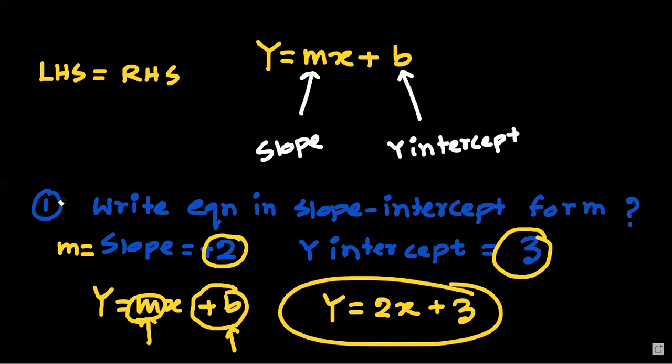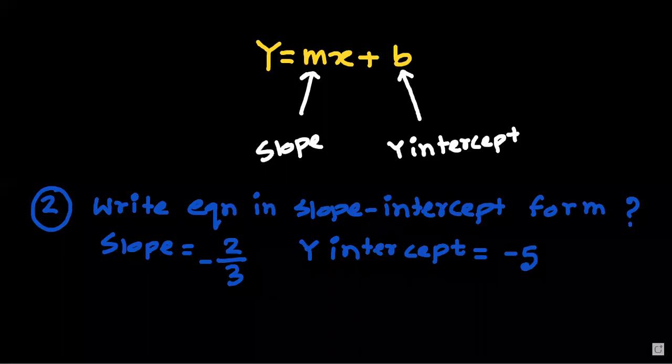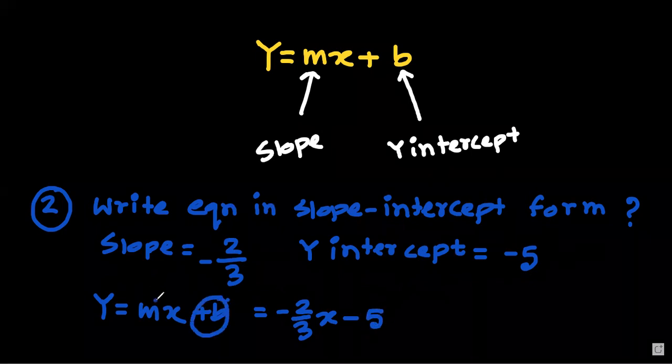Next question number 2. Suppose the second equation is given, slope is negative 2/3, y-intercept is negative 5. So y equals mx plus b, where slope is negative 2/3. That means negative 2/3 x, and y-intercept is negative 5. So b is negative 5 and m is negative 2/3 x. So your equation would be y equals negative 2/3 x minus 5. That's all.